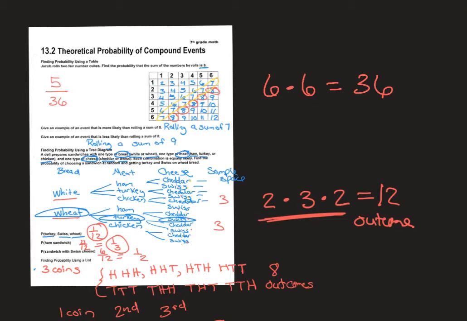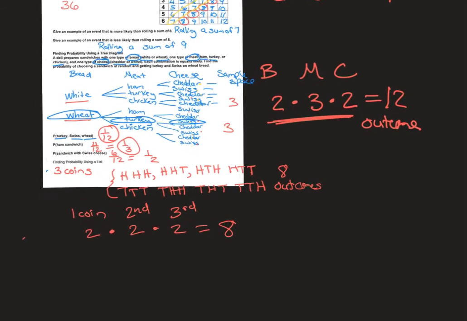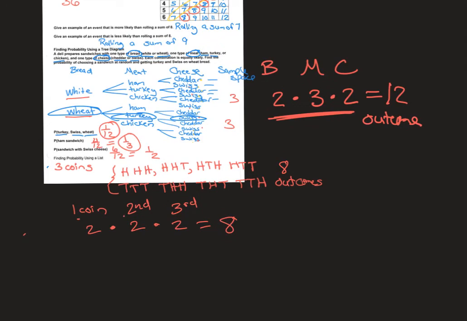We had 2 here, 2 number cubes, right? Our first one, our second one. Here we had 3 different events because we had bread, meat, and cheese, right? And down here we had 3 coins. So that'll allow you to say the number of outcomes, not what they are, but how many you should have.